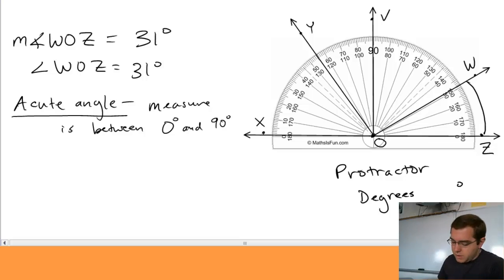An angle whose measure is 90 degrees is called a right angle.